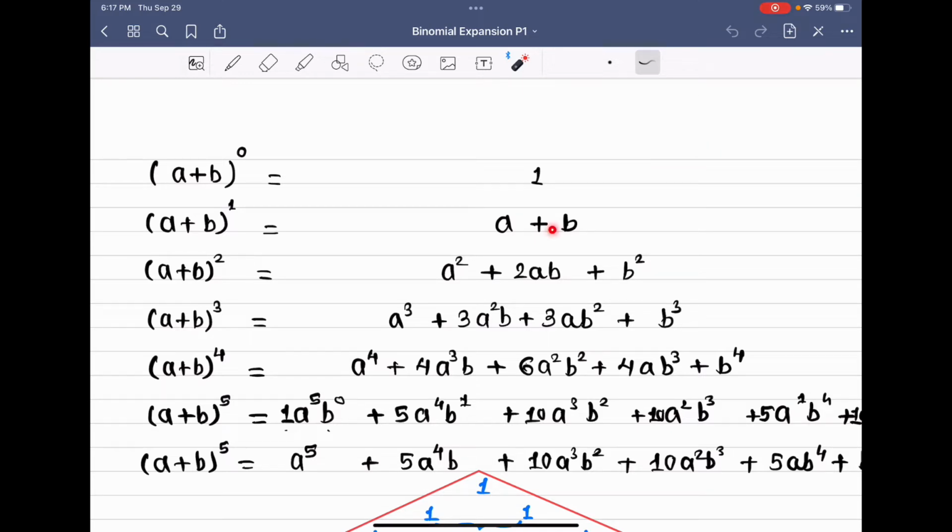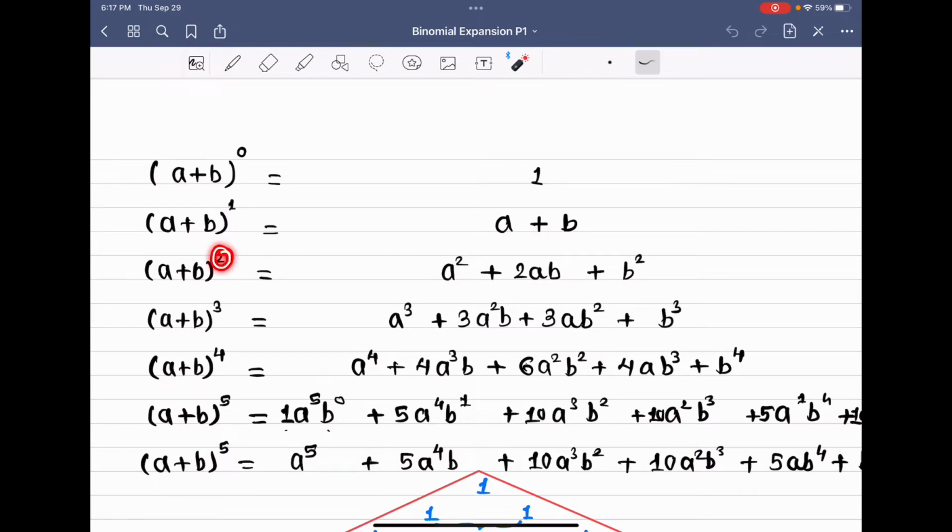Then in the second term, the a power is reduced. Initially it was 1, now it becomes a raised to 0, and initially b raised to 0, now it becomes b raised to 1. So you can see that as the number of terms progresses, the first term's power decreases by 1 and the second term's power increases by 1.